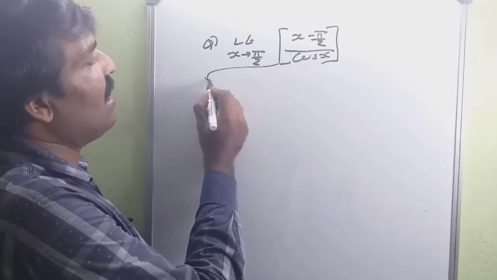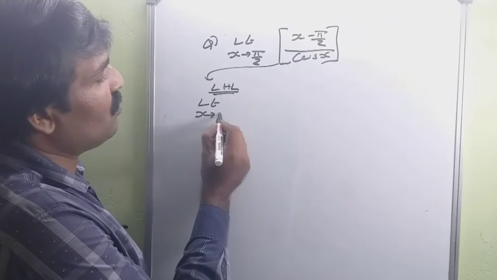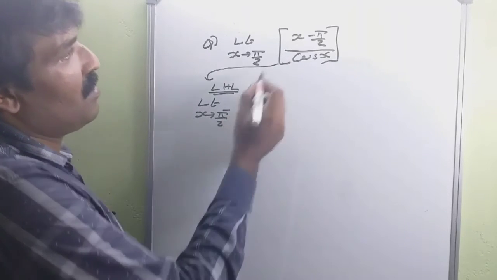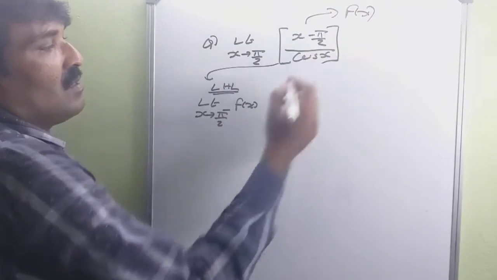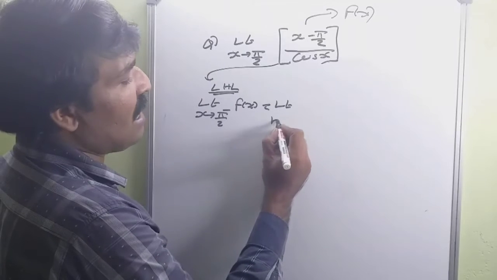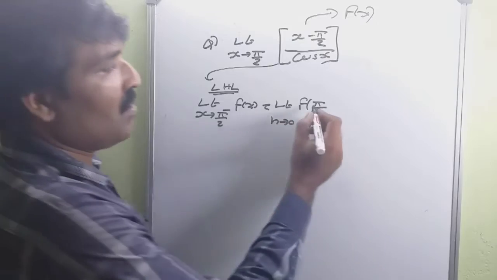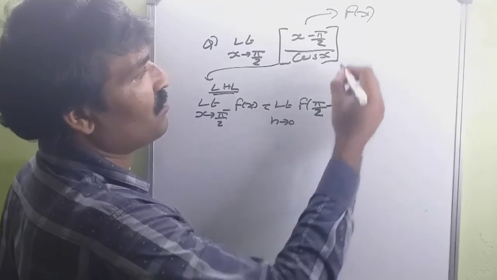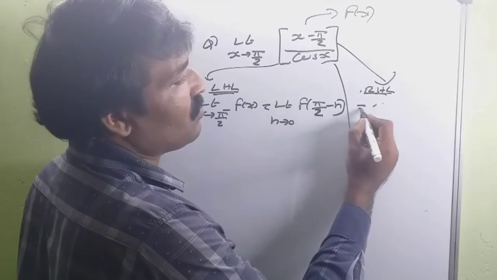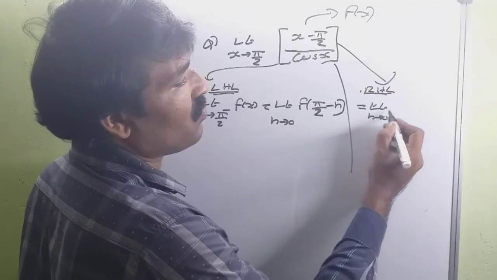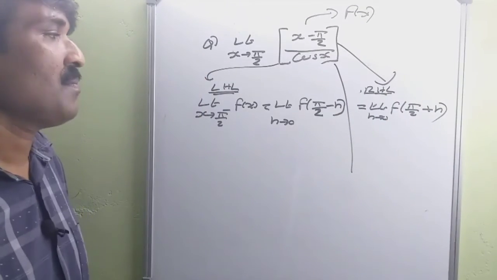Now, LHL, that is limit x tends to pi by 2 minus of f of x. This is our f of x. That is equal to limit h tends to 0 of f of a minus h, that is pi by 2 minus h. And the right hand limit is equal to limit h tends to 0 of f of pi by 2 plus h.